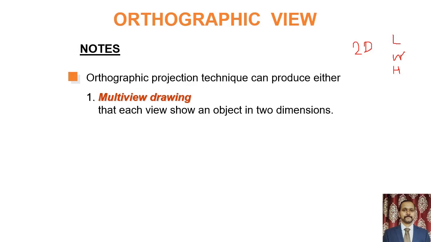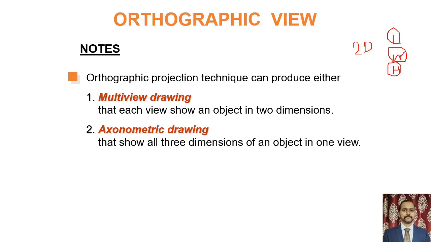And when we talk about any two dimensions, that means we are going to consider either length and width, or width and height, or height and length. Okay, so these are the basic three dimensions: length, width and height. And in orthographic view, we produce 2D by using different parallel projection methods to make different views. Okay, so these multi views show the object in two dimensions.